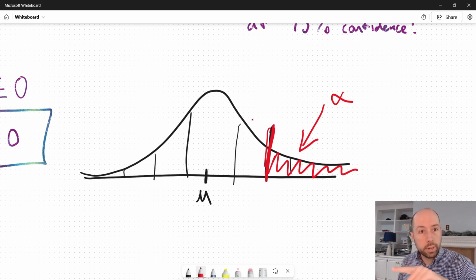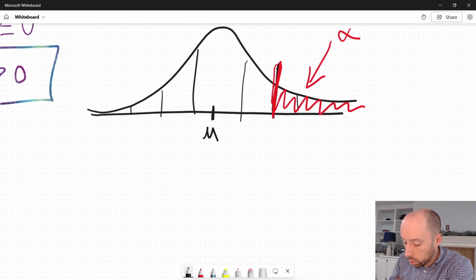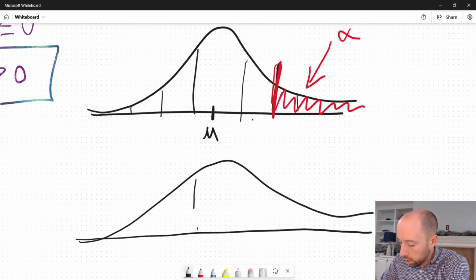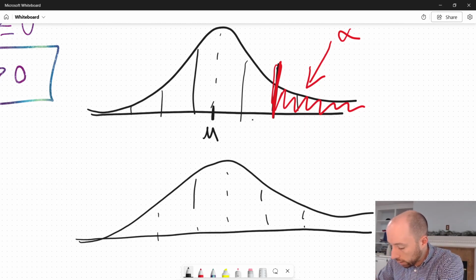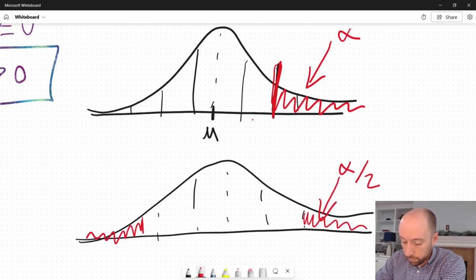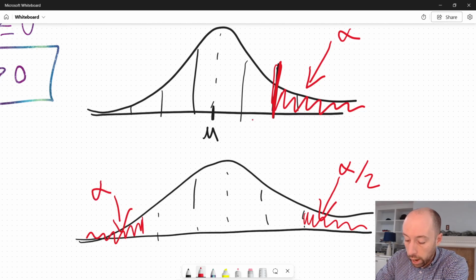And this picture is very different from the other one we had, where there was an alpha over 2 on the right and an alpha over 2 on the left. So in the two-sided case, let me draw an identical picture. Here's what we were doing before. Okay, so 1, 2, and we can put the center of the distribution back in up there. In the two-sided case, I've got something like alpha over 2 and alpha over 2. Because I could reject on either side.